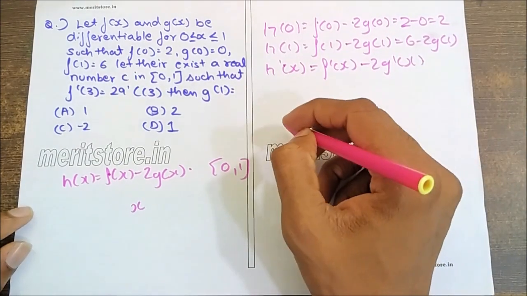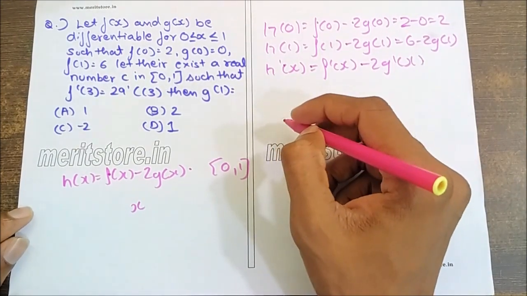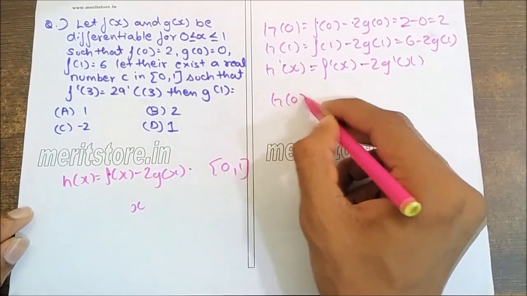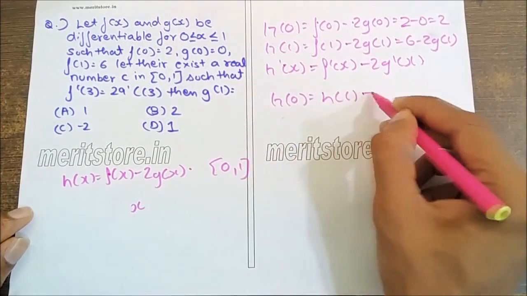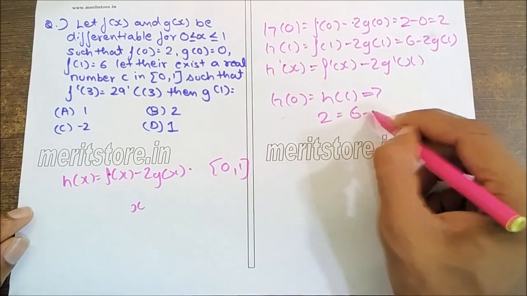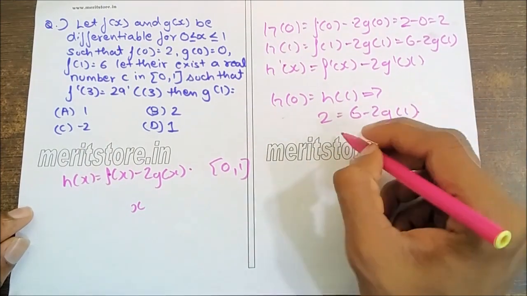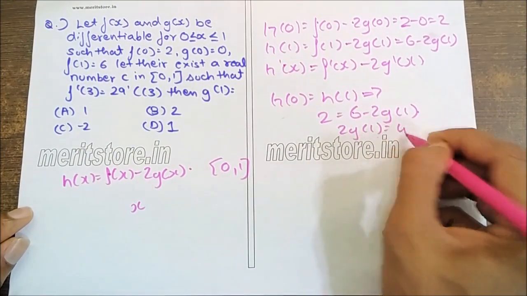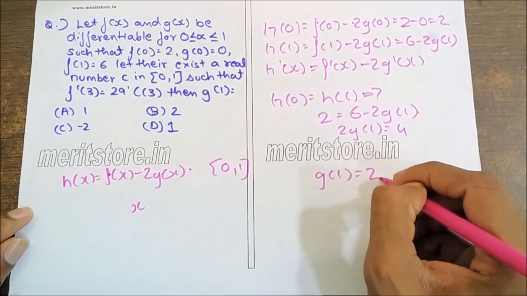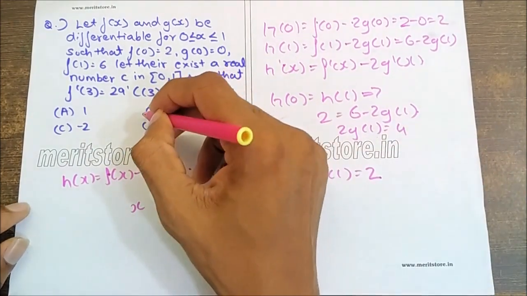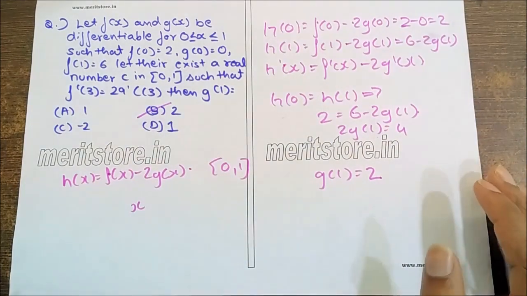By Rolle's theorem on 0, 1, h satisfies h of 0 equal to h of 1, which is 2 equal to 6 minus 2g of 1. Further solving this, we get 2g of 1 equal to 4, which is g of 1 equal to 2, which matches option B. Therefore option B is the correct answer.